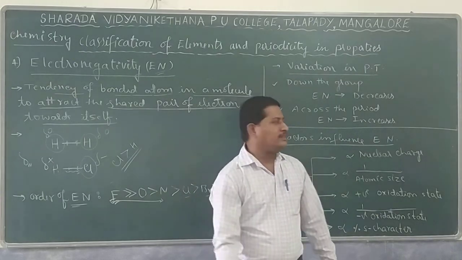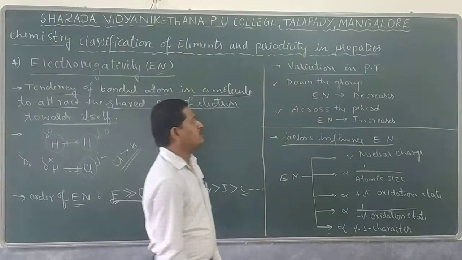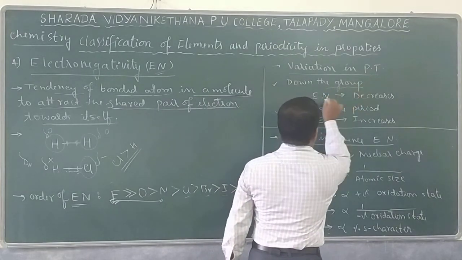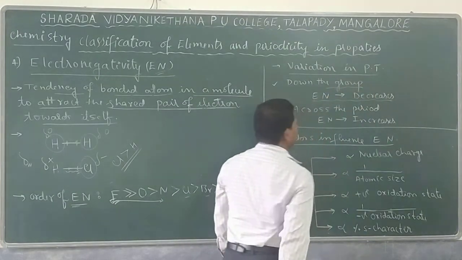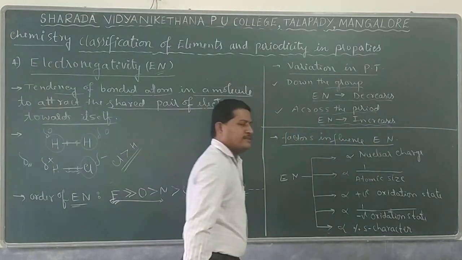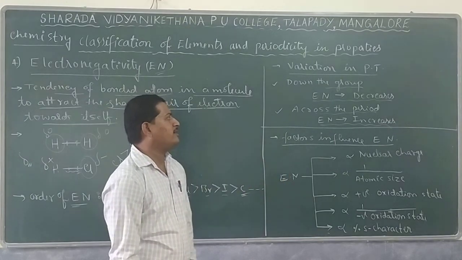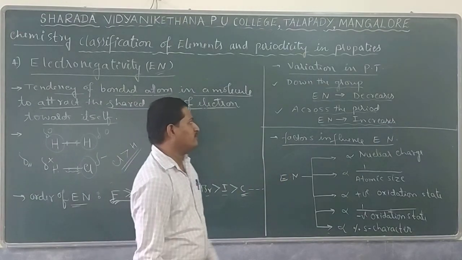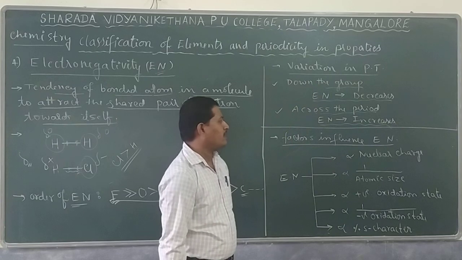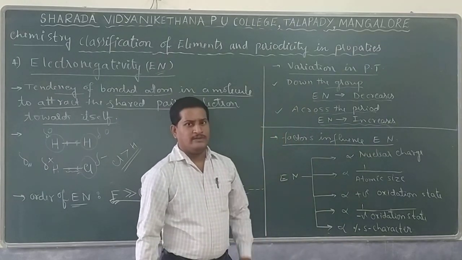Okay. So let us go with the variations in the periodic table. It is observed that down the group, electronegativity value decreases, whereas across the period, electronegativity value increases. So down the group it decreases, whereas across the period, electronegativity value increases. So these are the conditions we have to remember. Next, the factors that influence electronegativity. So in which case is electronegativity more?